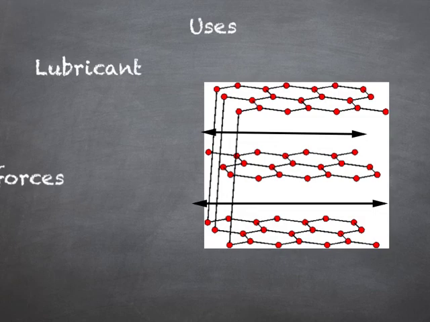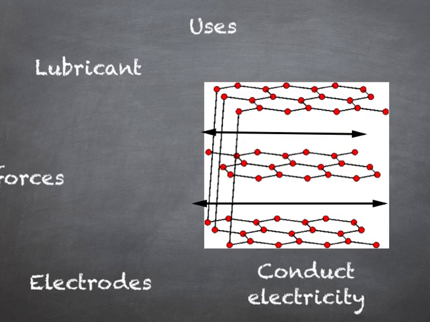Graphite can also be used for an electrode, and that's because the spare delocalized electrons between the layers are able to move from here to here to here and so on, meaning that they're able to conduct electricity, which is what an electrode is needed for.